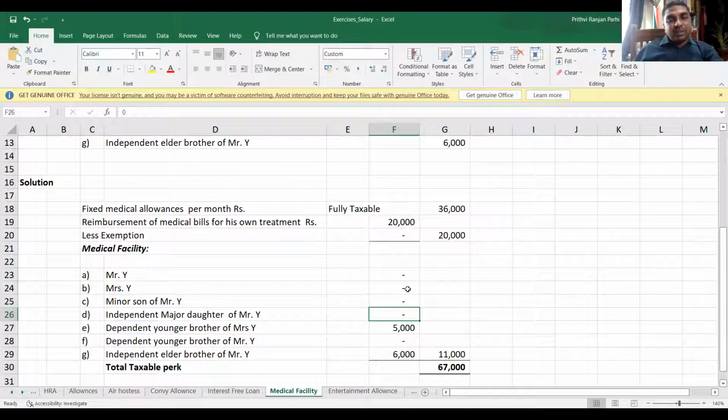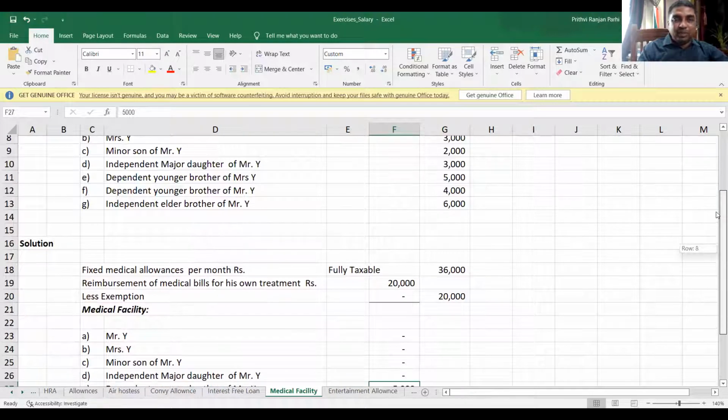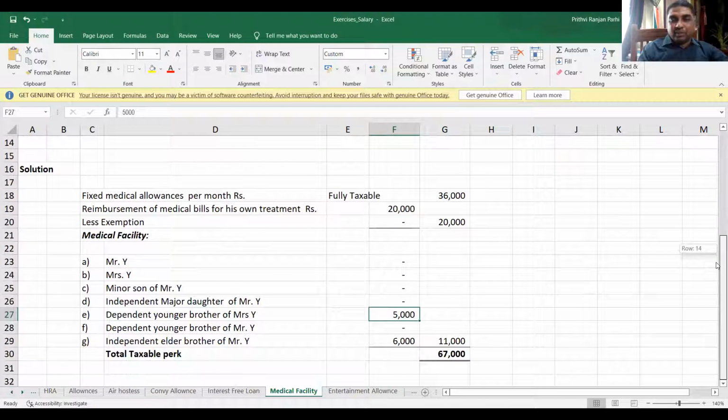But the younger brother of Mrs. Y, in that case, it will be taxable. 5,000 rupees is given to the younger brother of Mrs. Y. Even if he is dependent, he is not related to the employee.